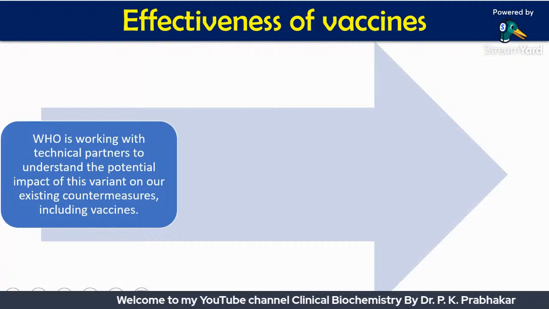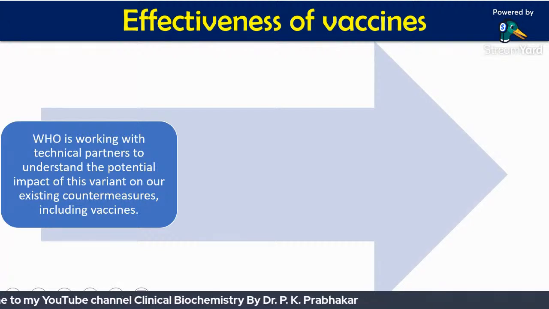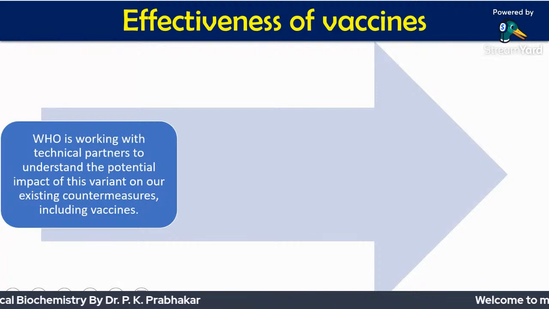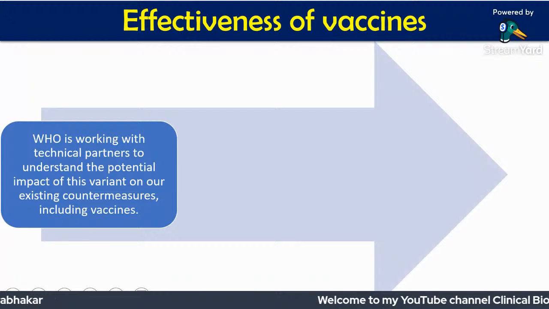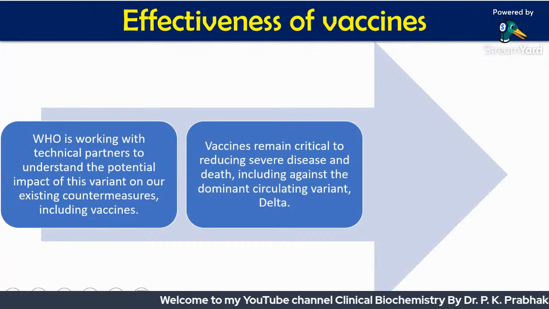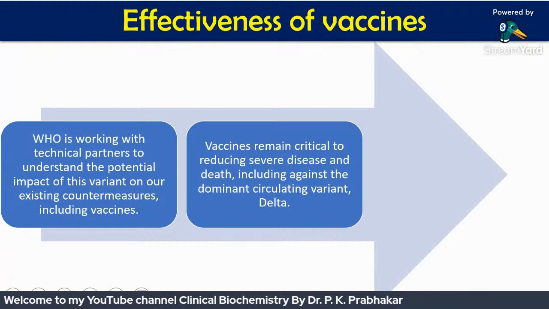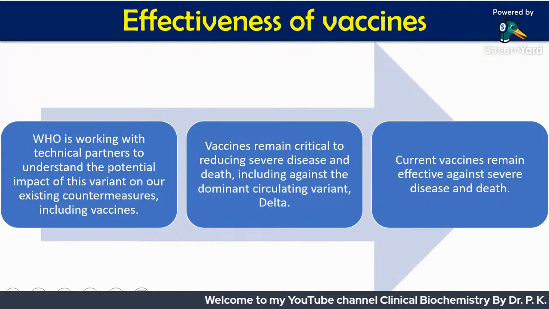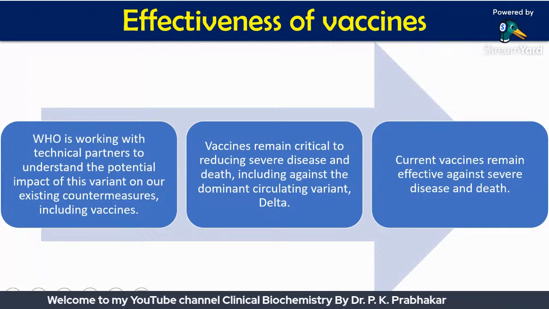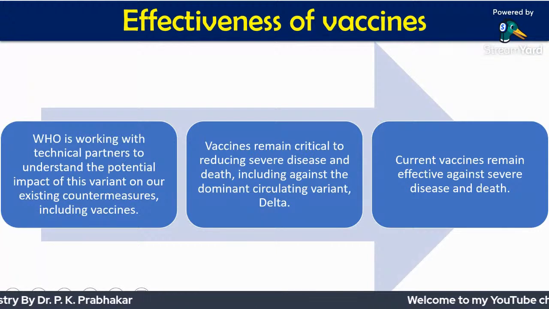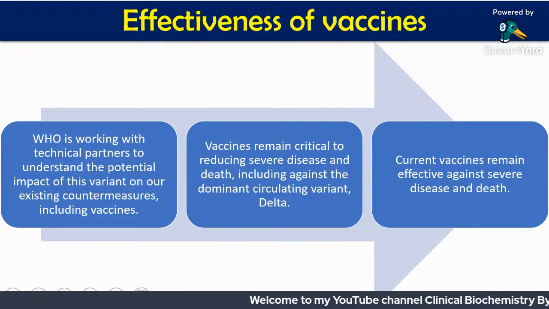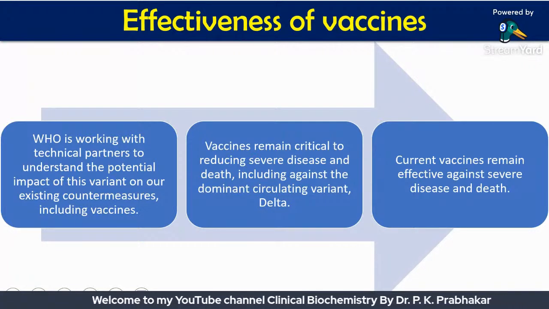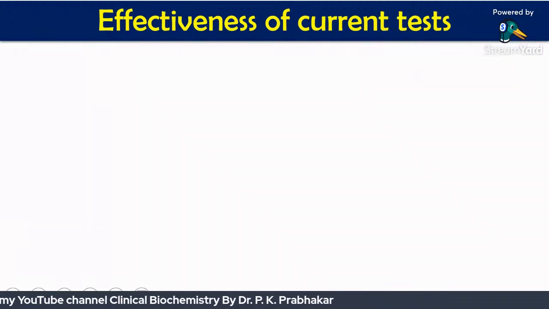Now, on the effectiveness of vaccines, WHO is working with technical partners to understand the potential impact of the variant on our existing countermeasures like vaccines or other treatments. Vaccines remain critical in reducing severe disease and death, including against the dominant circulating variant, that is Delta. Current vaccines remain effective against severe disease and death, and reduce the hospitalization rate. Now, many vaccine manufacturing companies have said that they are already working on this new variant, and in a few weeks they will come with a modified or evolved vaccine. So that will work. That is one positive thing.